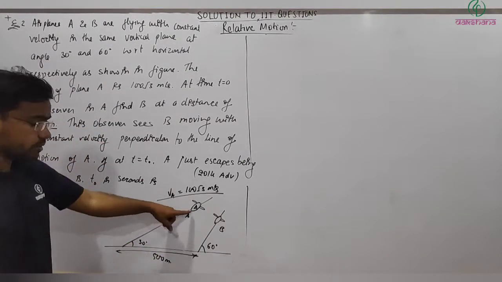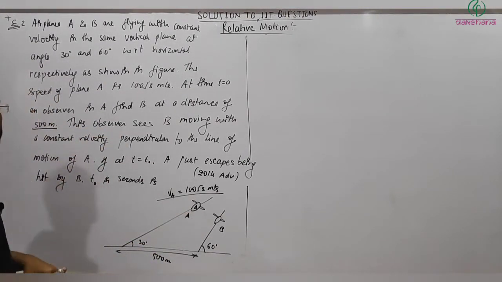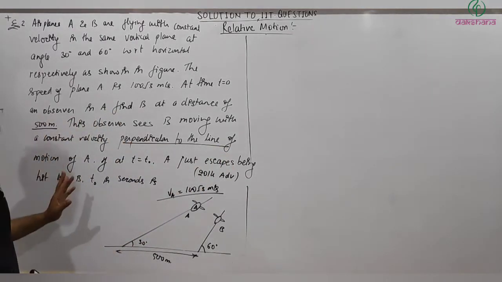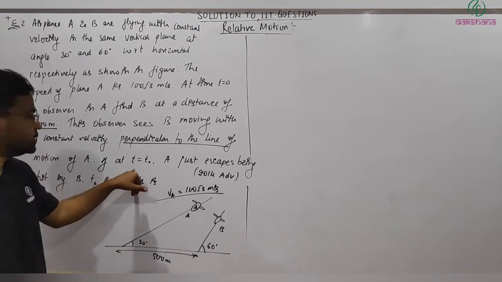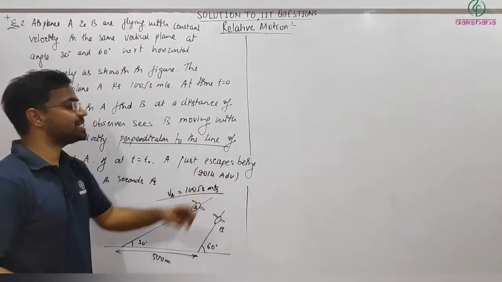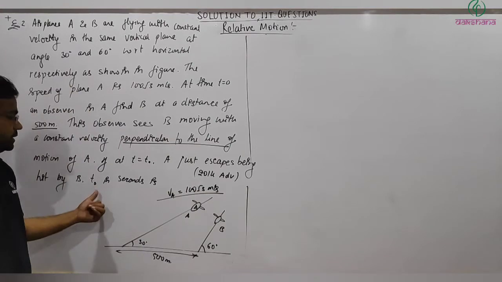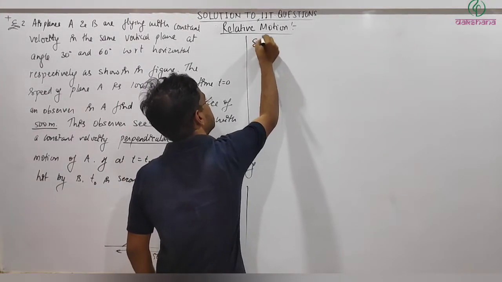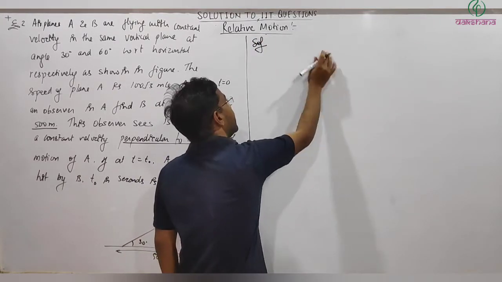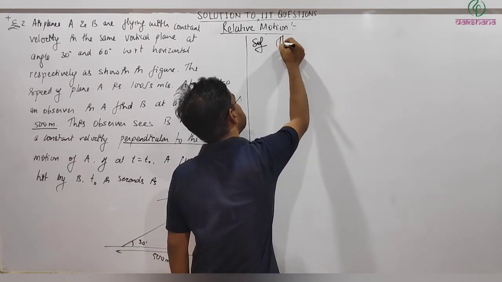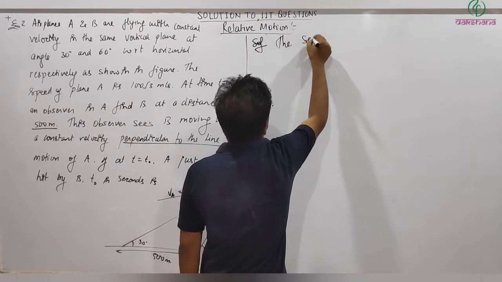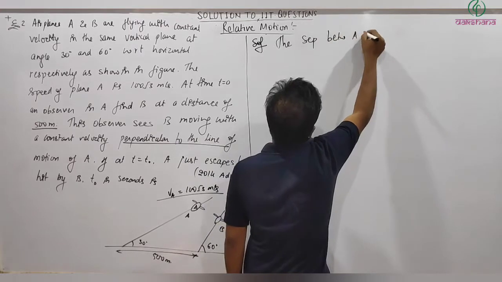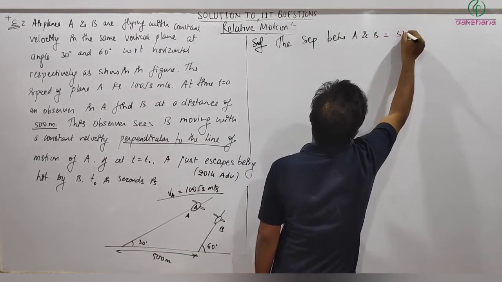This observer in A sees B moving with constant velocity perpendicular to the line of motion of A. Then at t equal to t naught, A just escapes being hit by B, and you are asked to find the value of t naught. So this is the problem. Let me solve it. First, I can write the separation between the two airplanes A and B is 500 meter.